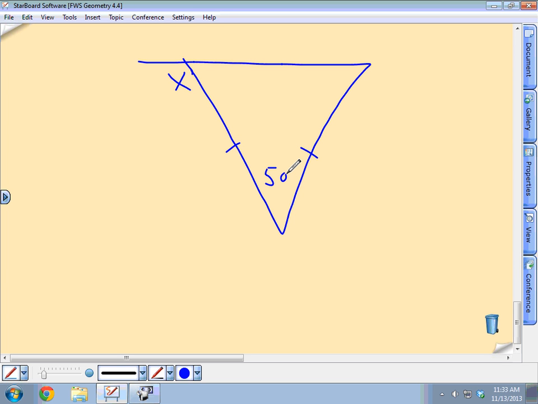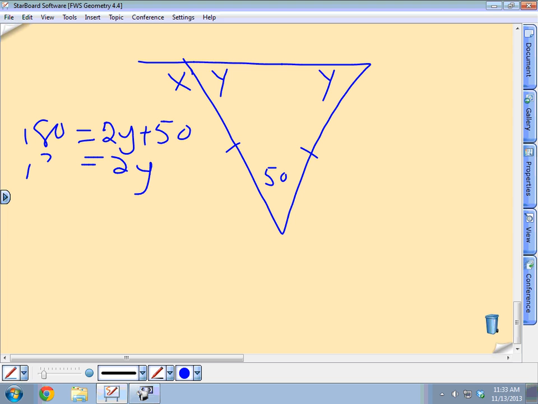I would do 50 and then just put y's in the corners. These are both equal, right? You can pick any letter, right? Yeah. So 180 equals 2y plus 50, right? So 2y equals 130, y equals 65. And so these angles are each 65 here, right? And then to find x, you just take 180 minus 65, 115, right?